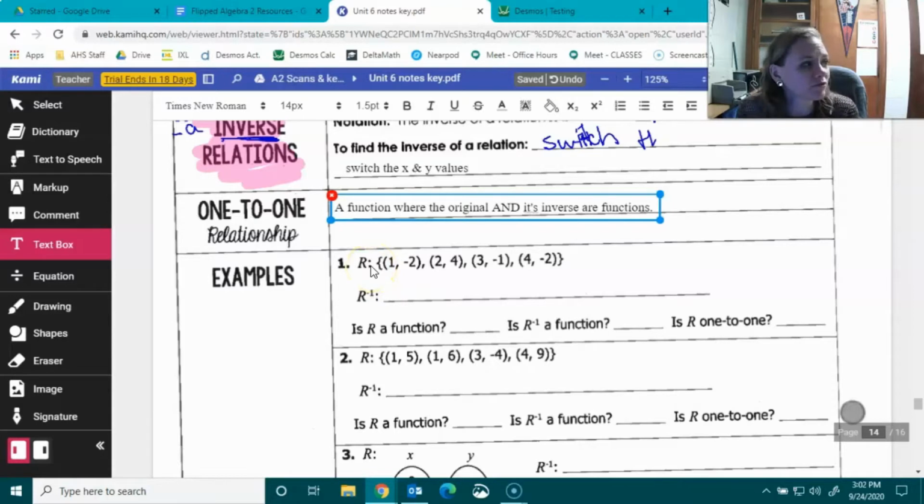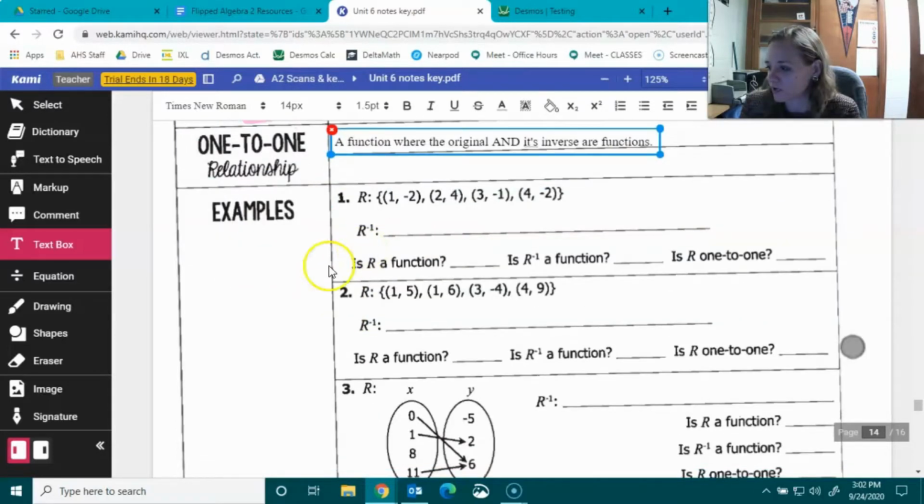So remember, for function, we did the vertical line test. That's how we did that a couple units ago in Unit 2, where you did the test of the vertical line, to see if it crossed the graph. If the graph intersected any vertical line more than once, it was not a function. So that's what's going to make a one-to-one relationship: if the original and its inverse are both functions, they pass the vertical line test.